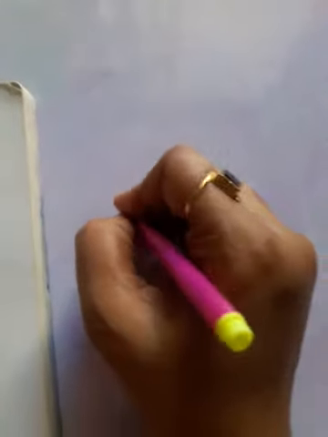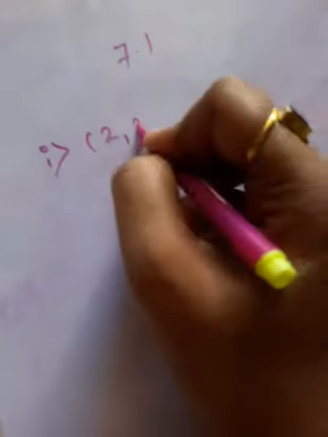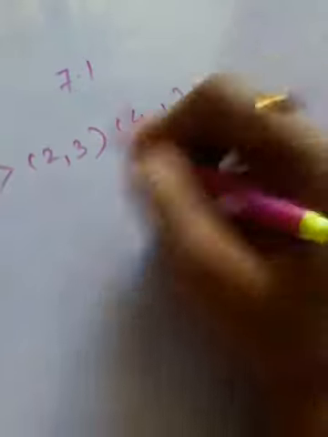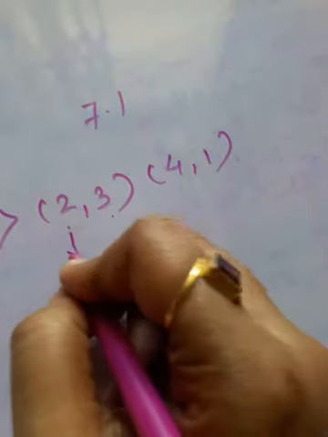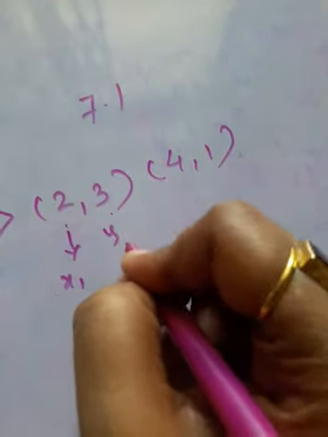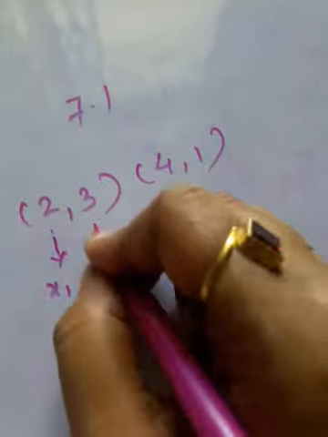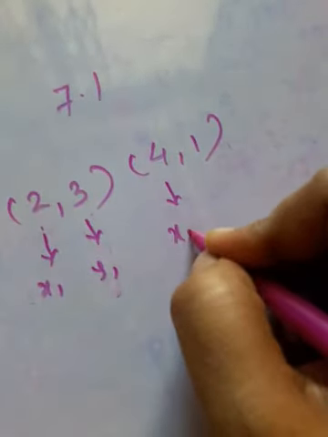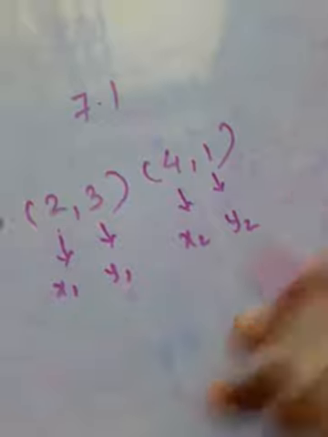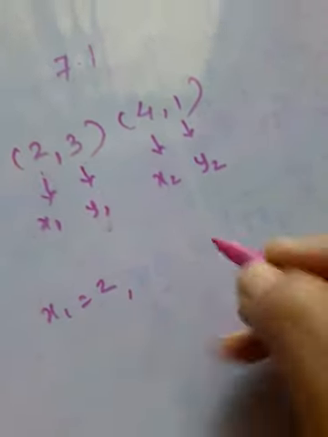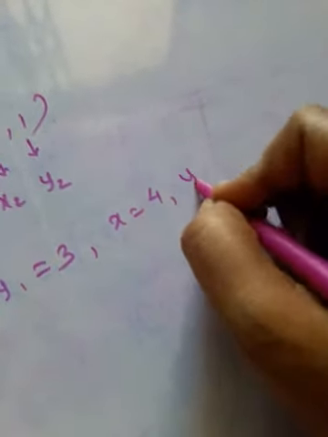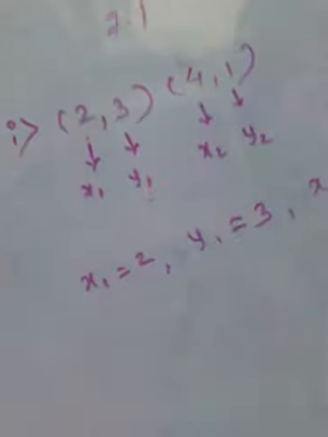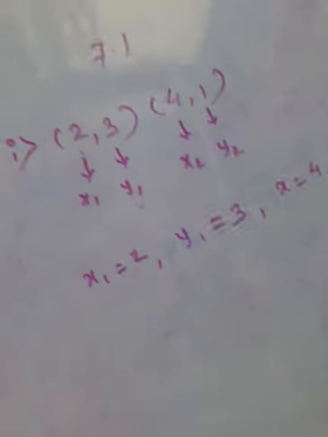See the first question of 7.1: (2, 3) and (4, 1) are ordered pairs, which means x comes first and y comes second. So the first point is x1, y1, and the second is x2, y2. Now x1 is 2, y1 is 3, x2 is 4 and y2 is 1. Now use the distance formula to find the distance between these two points.